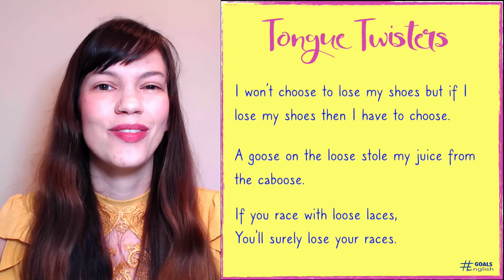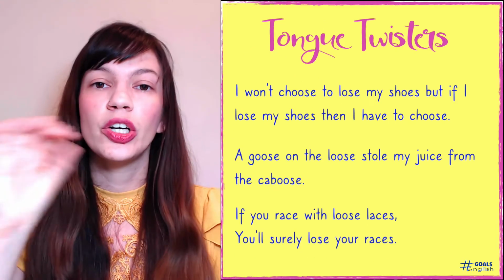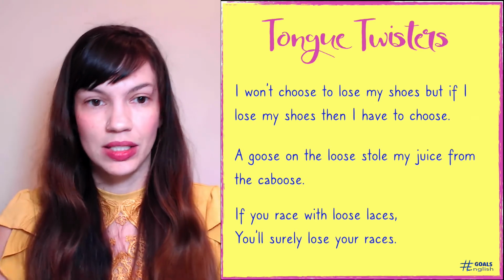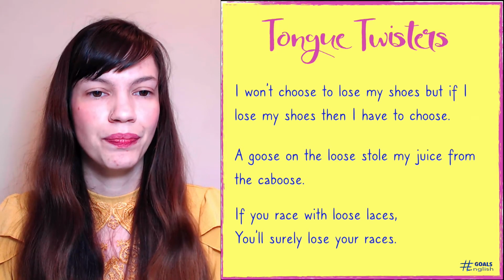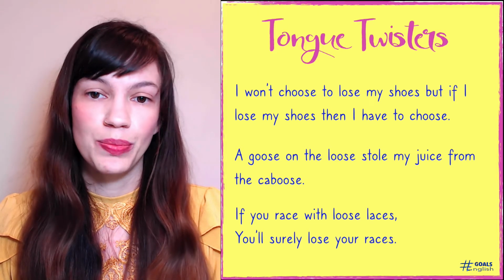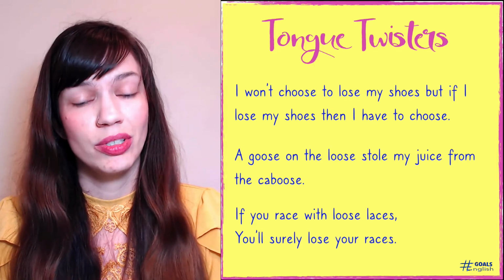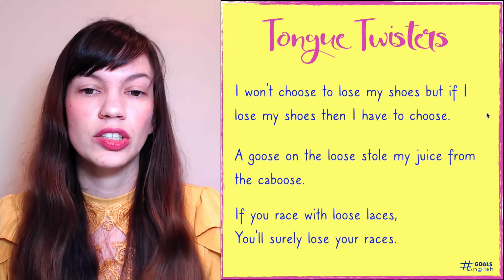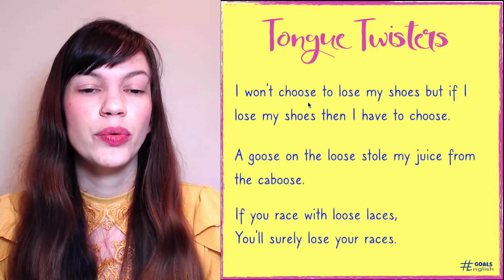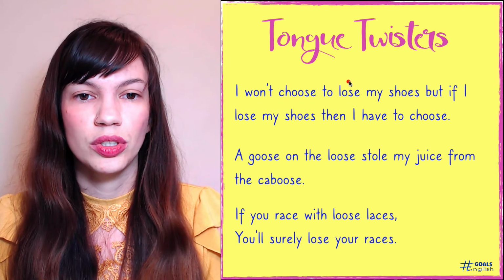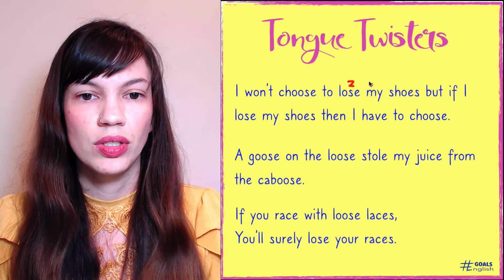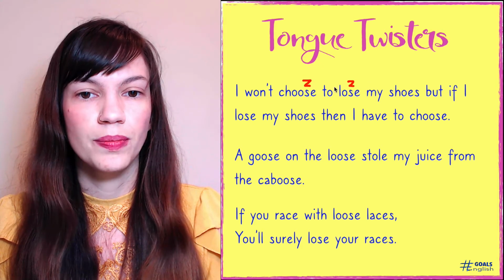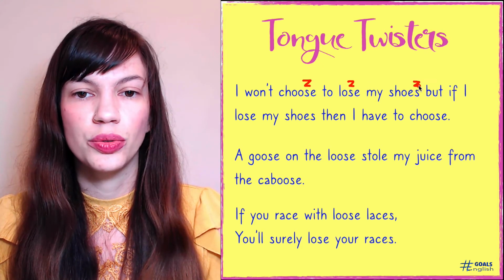So now we have some tongue twisters. So I'm going to go through these one at a time and give some details about how to better pronounce these. So first one, I won't choose to lose my shoes, but if I lose my shoes, then I have to choose. So first let's look at our target words here. I won't choose to lose. So we have Z here, Z, lose, and also a Z here for choose. And shoes.